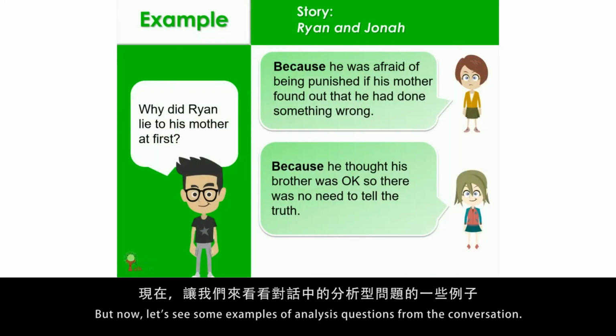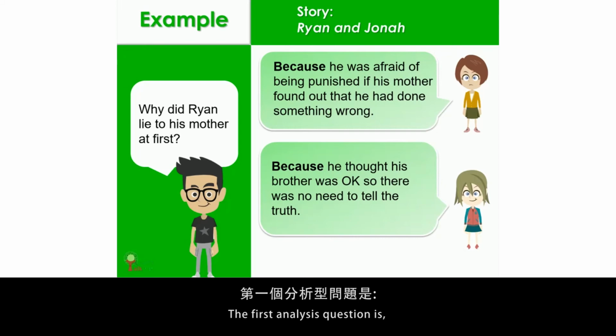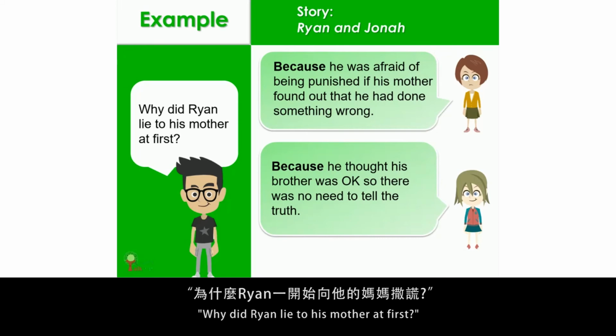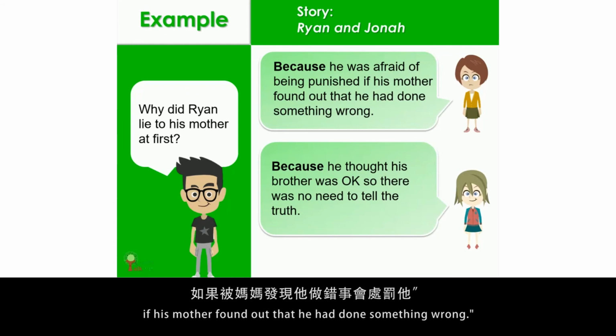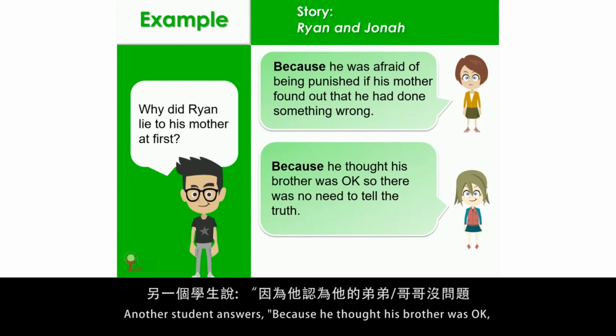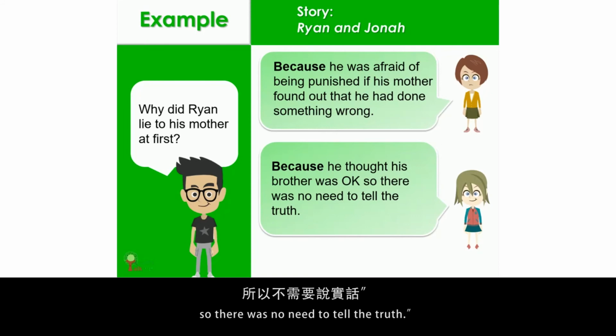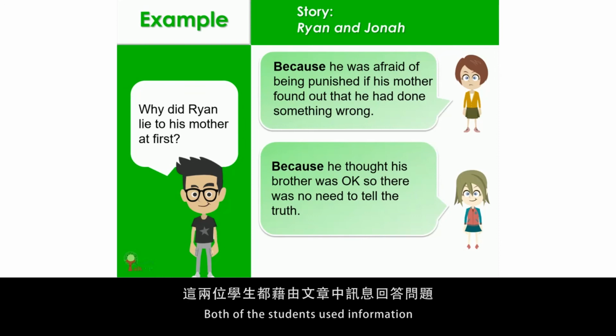But now, let's see some examples of analysis questions from the conversation. The first analysis question is, why did Ryan lie to his mother at first? One student responds, because he was afraid of being punished if his mother found out that he had done something wrong. Another student answers, because he thought his brother was okay, so there was no need to tell the truth. Both of the students used information from the reading to respond to this question.